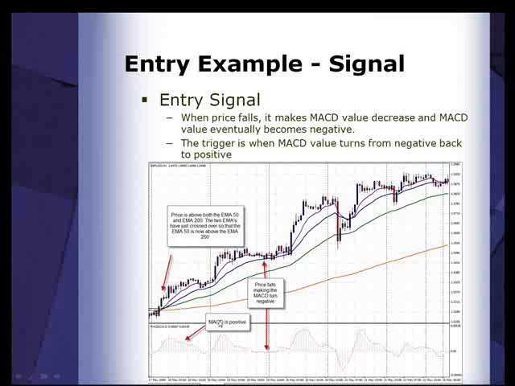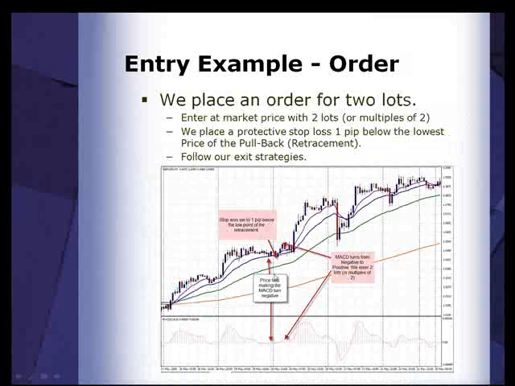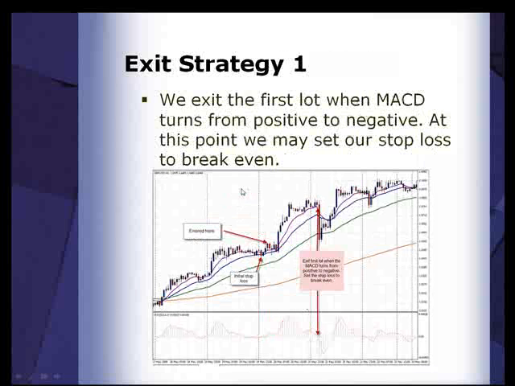At that point, we wait for our entry signal. Looking here, the price falls, making the MACD turn negative, and it turns negative slightly and then turns back to positive again, and that's our trigger to enter the trade. So we enter our trade with two lots. When the MACD turns positive again, we set our stop loss to 1 pip below the low point of the retracement, and then we follow our exit strategies.